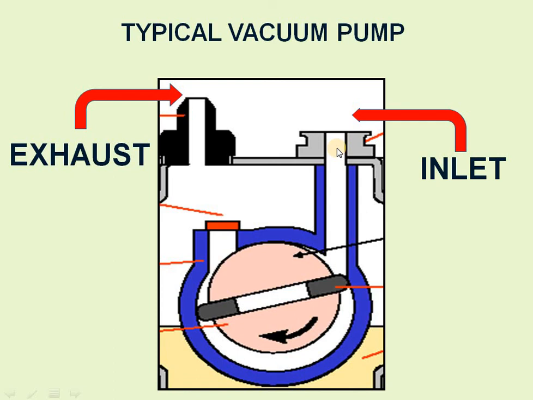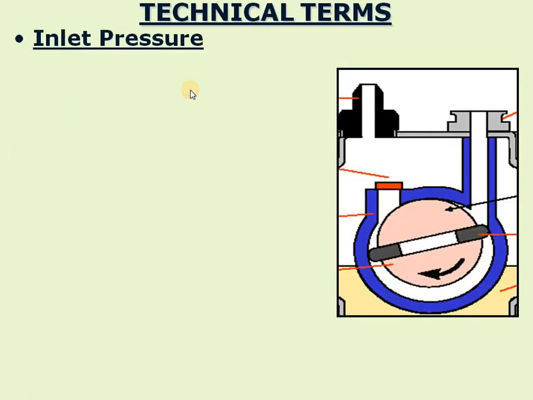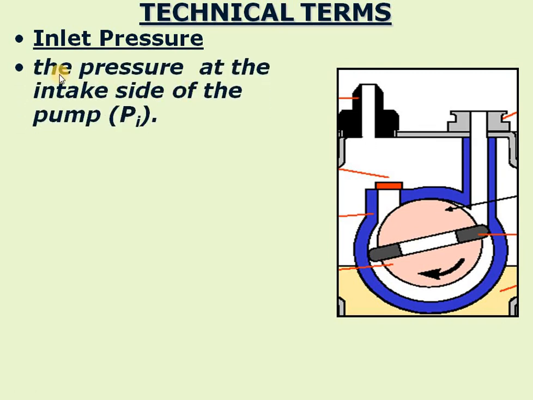Inlet is the side through which gas enters into the pump. Thereafter, the pump acts on the gas and as a result, the gas is removed, and after removal the gas reaches the exhaust side. So, the first term you have to define is inlet pressure. This is defined as the pressure at the intake side of the pump, the side at which gas is taken into the chamber, so that is represented with PI. Is it clear?